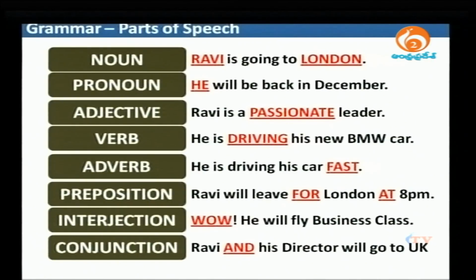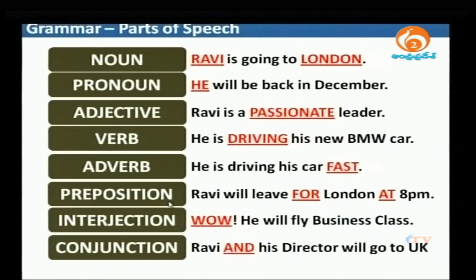Verb means action. He is driving his new BMW car. Now when we talk about an action, the action should always be in terms of time. The action may have happened in the past, it's happening now, or it will happen in the future. So wherever there is a verb, there is also a tense. Adverb. He is driving his car fast. Like adjective qualifies the noun, adverb adds quality to the verb. For example, what kind of a person is Ravi? Passionate. How is he driving the car? Fast. So basically the quality of the action is adverb, the quality of the noun is adjective.